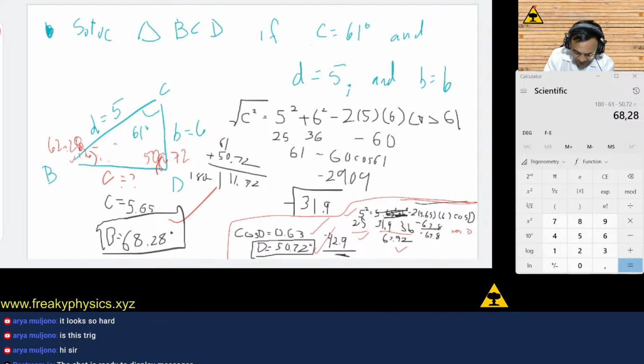Now, before we move on, does it make sense? Let's think about this. We basically have sides that are almost equal to each other, so it must make sense that our angles are also almost equal to each other, right? Is that the case? Yes, it is, 68.28. So whenever you have two sides and an angle, you can always use the cosine law for it. If you cannot use the cosine rule, you can use the sine rule.